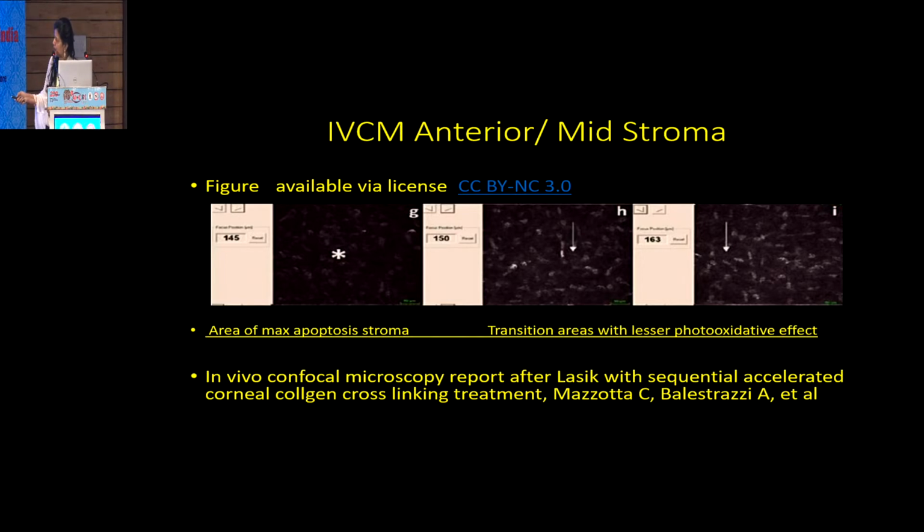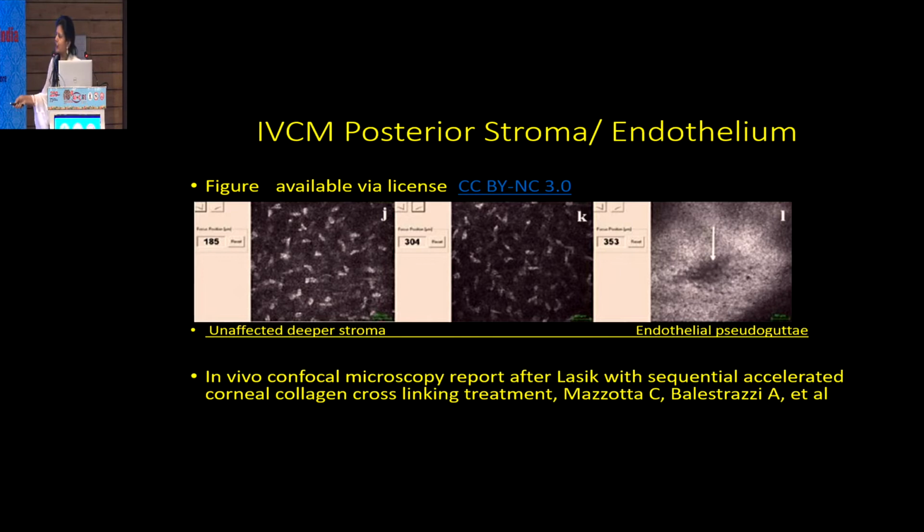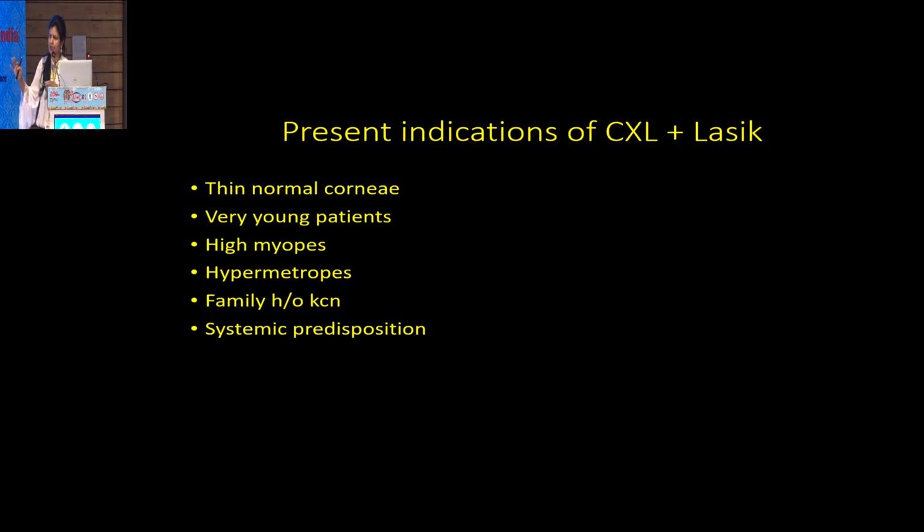Whereas once you go into the stroma, beneath the stromal bed, you can see keratocyte apoptosis and decrease. As you go deeper, you see that the density of the keratocyte nuclei increases because the effect of CXL wanes off. In the posterior stroma, it's even less. And in the endothelium, it appears only as pseudoguttae, which means some transient endothelial edematous changes. So there are no permanent changes. This is what is happening when you're doing CXL combined with LASIK in compromised cases.